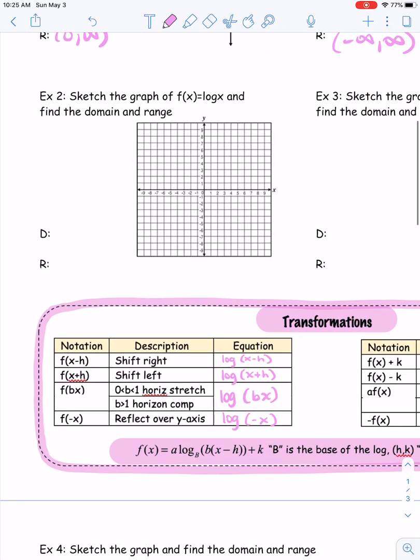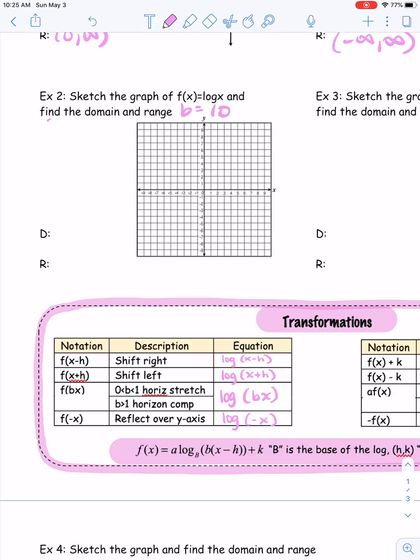Number 2, it says sketch the graph of f of x equals log of x. So notice here the base is not listed. So when the base is not listed, it has a base of, do you remember? 10. Good job. So here we go. This is a log function.